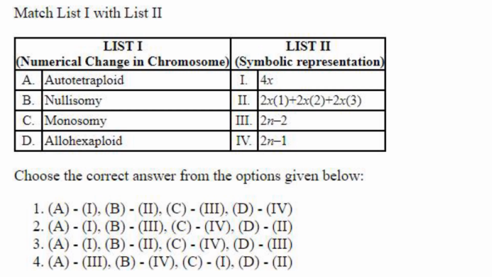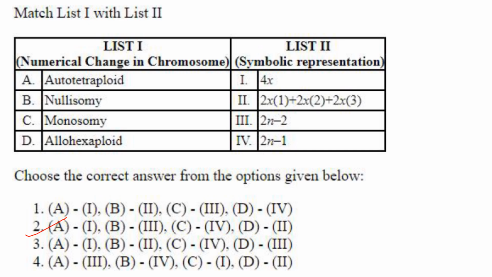Then what is nullisomy? Nullisomy is a type of chromosomal abnormality where the individual does not have copies of a particular chromosome. That is, both the copies of the chromosome are missing. So it is 2n minus 2, nullisomy. So that makes B3, that makes 2 as your answer. A1, B3.